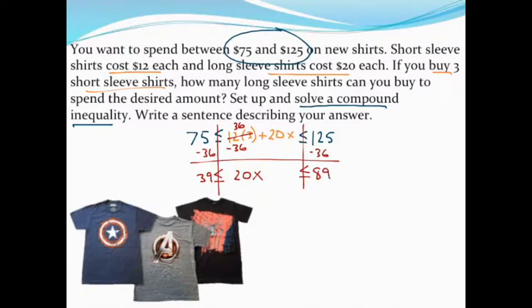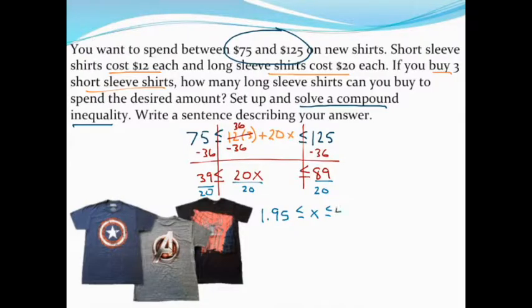One more step: I want to get x by itself to figure out the number of shirts I can buy. So let's divide by 20. I'll do that on all three sides, and you're probably seeing right away, or if you pause this and try it on your calculator, these are not going to come out to be nice, neat integer values, nice, neat whole numbers. So we're going to have to talk about how to interpret this to answer the question.